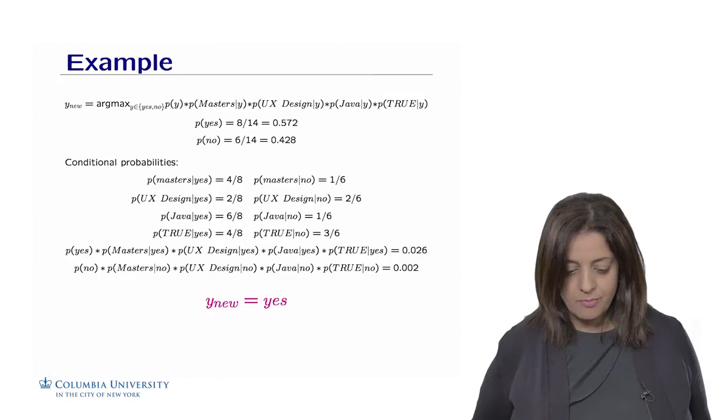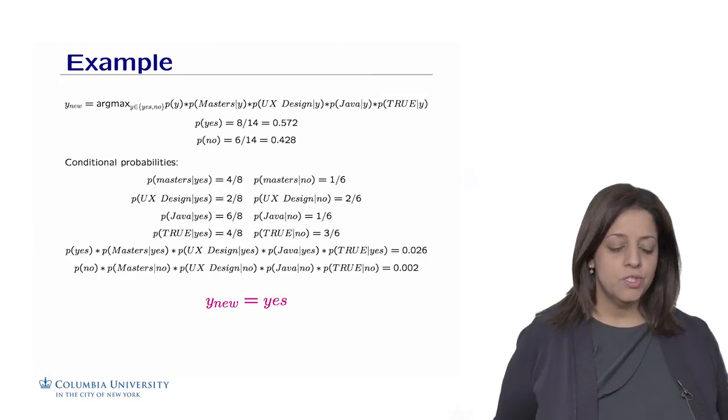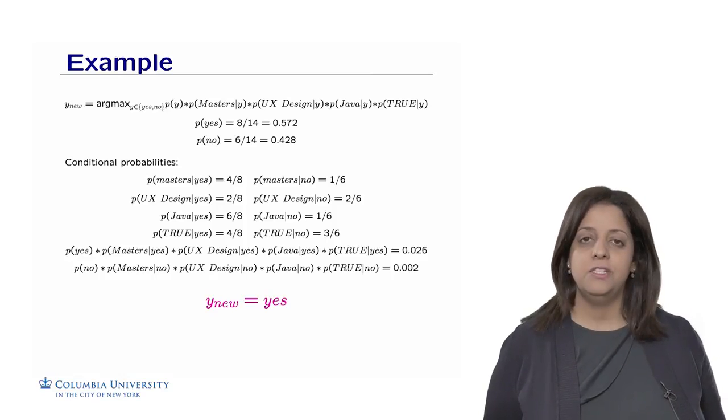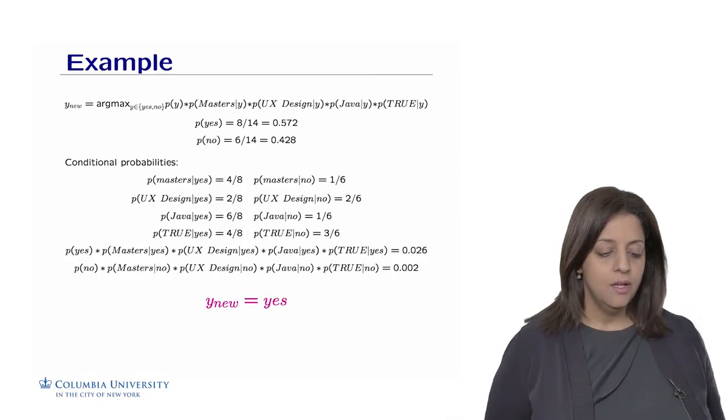So let's use the naive Bayes classifier to do so. I'm going to use the formula we just derived in order to calculate what would be the label y for this new instance x new.